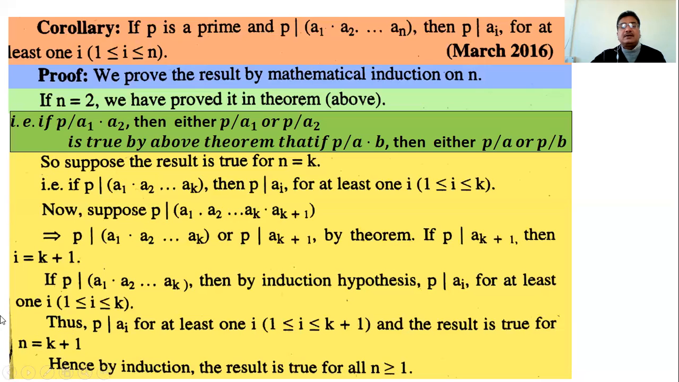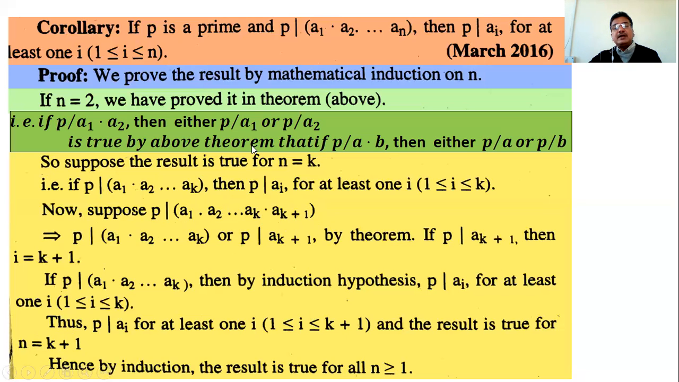That is, the result is true for k plus 1. So in the second case, we assume the result is true for k, that is, we assume if P divides A1 through Ak, then P divides one of them, and we assume P divides A1 times A2 times up to Ak plus 1, and we have to show P divides one of them. But we consider A1 times A2 times up to Ak as one number, suppose this is A and Ak plus 1 as B.